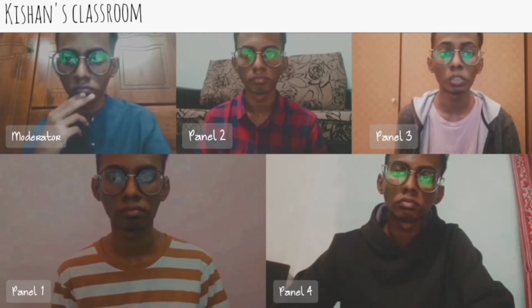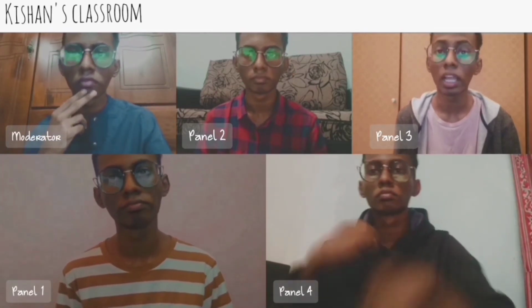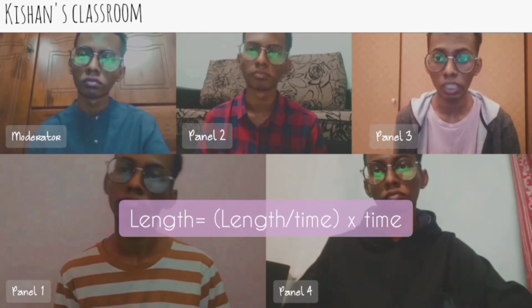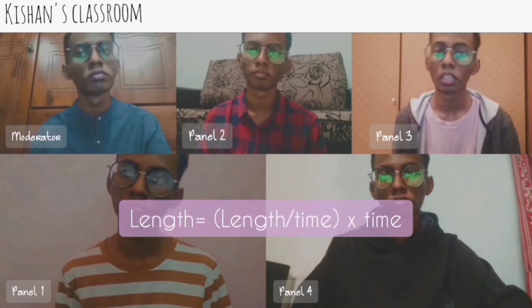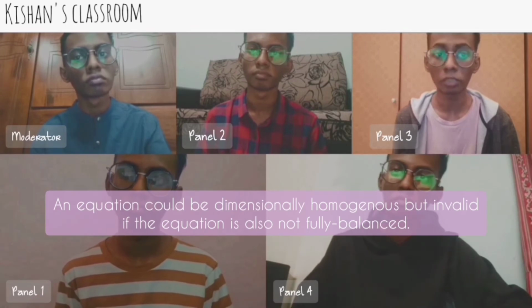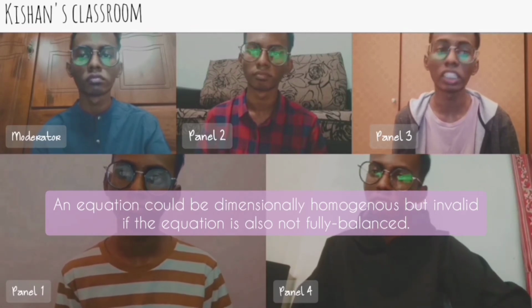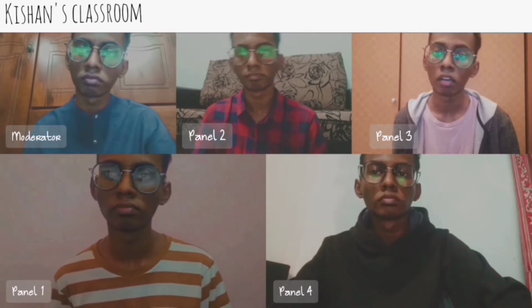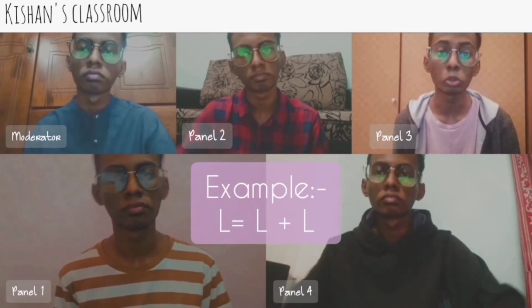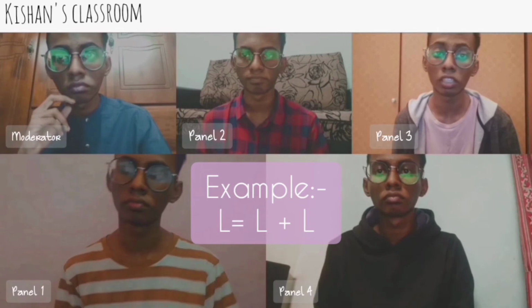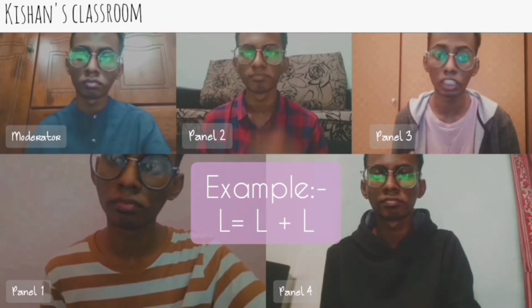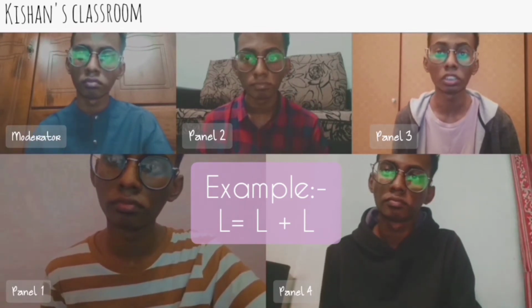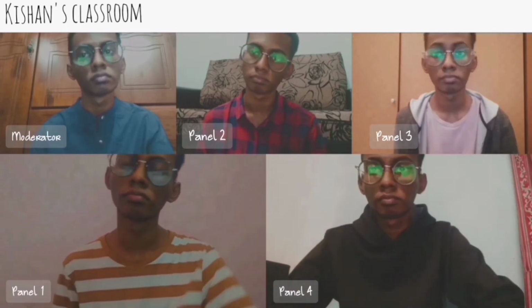An example of a dimensionally homogeneous equation is length equals length over time times time. So an equation could be dimensionally homogeneous but invalid if the equation is not fully balanced. For example, L equals L plus L. This is an example of an equation that is dimensionally homogeneous.